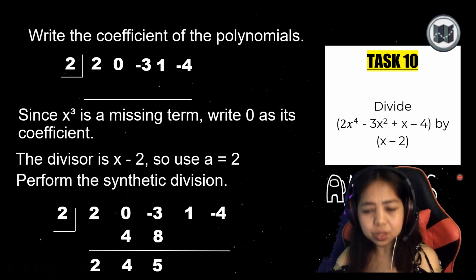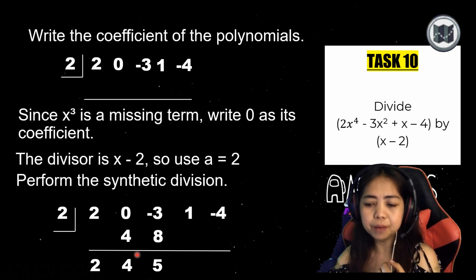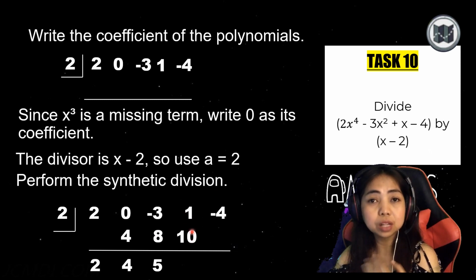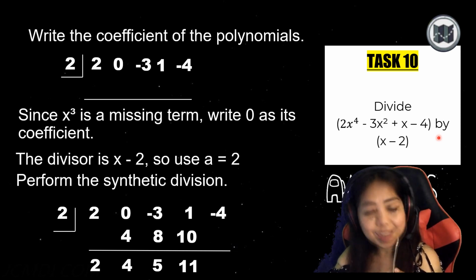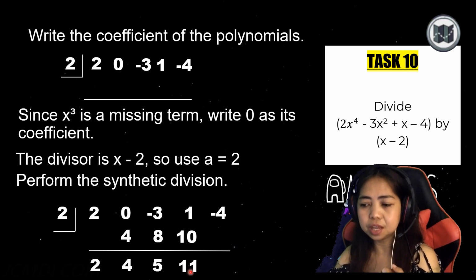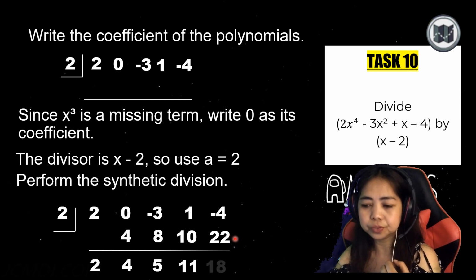And then, multiply ulit. Multiply, combine, ganun lang yon. So, 2 times 5 naman is 10. So, combine. 1 and 10. Pareho ng sign, add. So, 1 plus 10 is 11. And then, multiply ulit. So, 2 times 11 is positive 22. Tapos, combine. Magkaiba ng sign, add or subtract? Tama. Subtract. So, 22 minus 4 is 18.